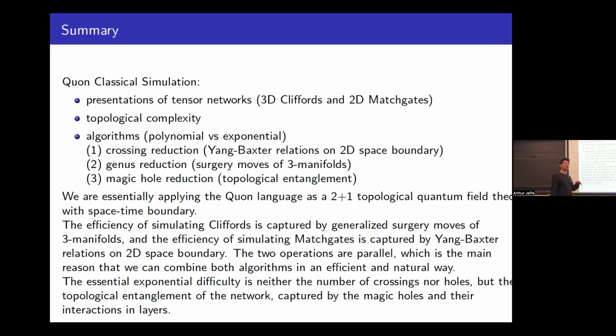That's certainly not true for arbitrary TQFT or TQFT of other quantum symmetry. That's just not the case. So we are very lucky to have this relation here. And the other thing is the match case by the 2D moves on the boundary. Okay. So again, the essential exponential difficulty is neither the number of crosses nor the number of holes, but the topological entanglement of the network, how those crosses move around holes. That's the essential difficulty.